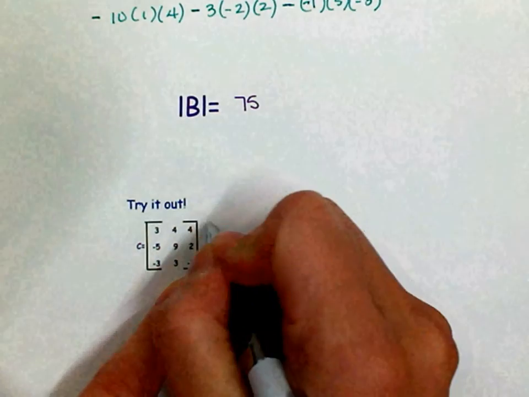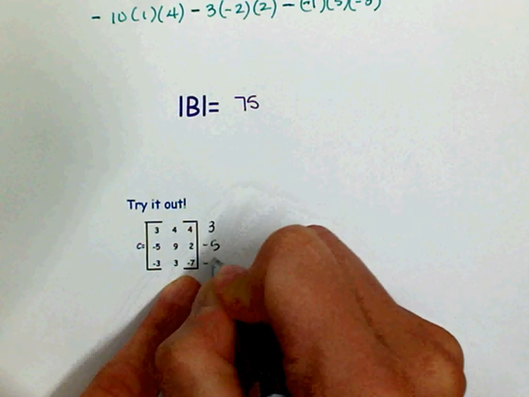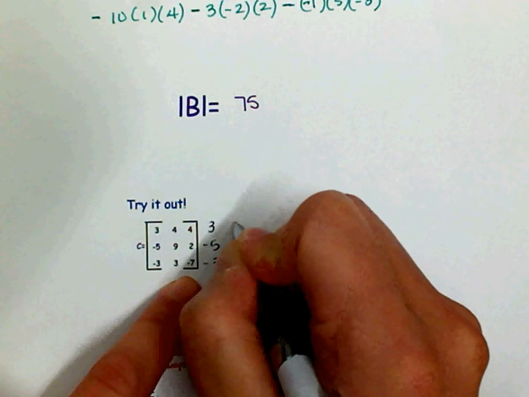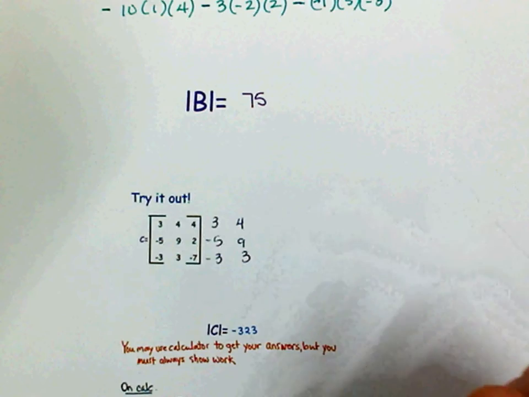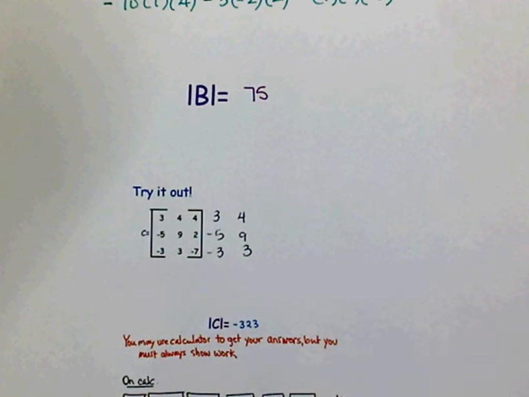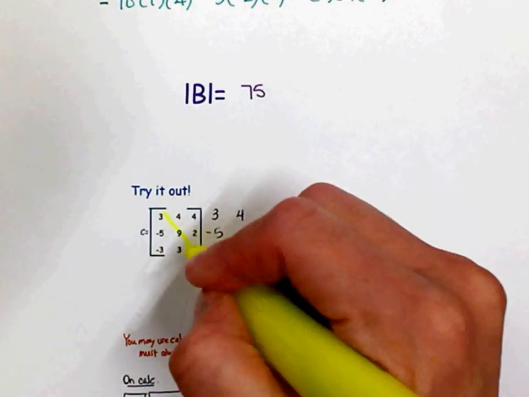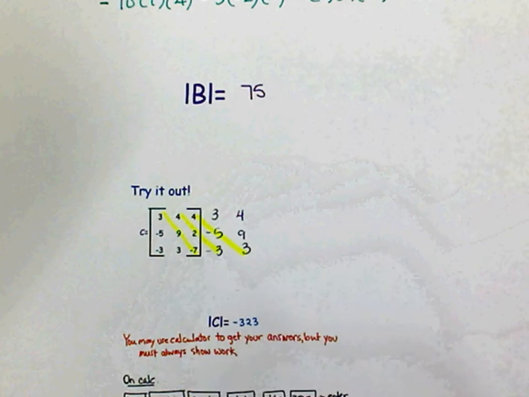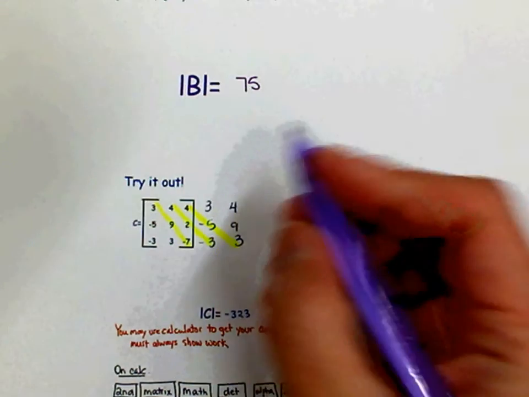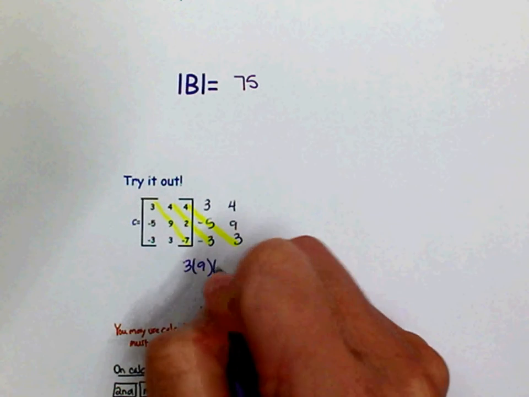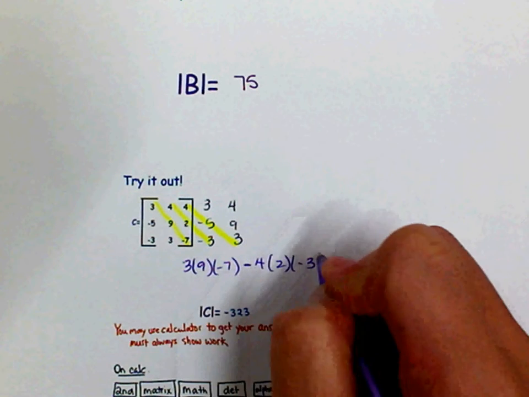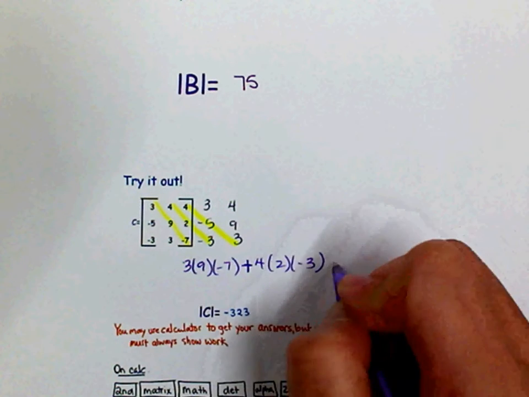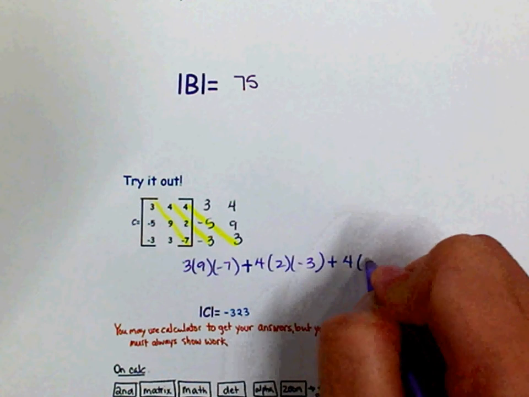3, negative 5, negative 3, first column, second column, 4, 9, and 3. Okay? Remember the method? Straight down. Okay. So you're going to have 3 times 9 times negative 7 minus 4 times 2 times negative 3. Oh, this should be a plus. Plus 4 times negative 5 times 3.